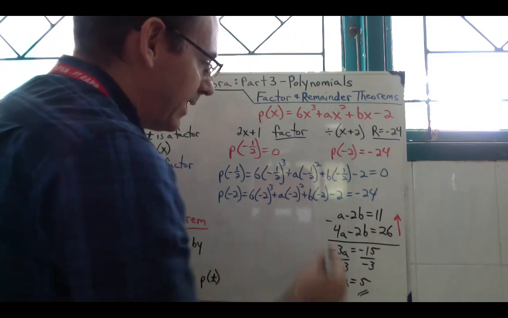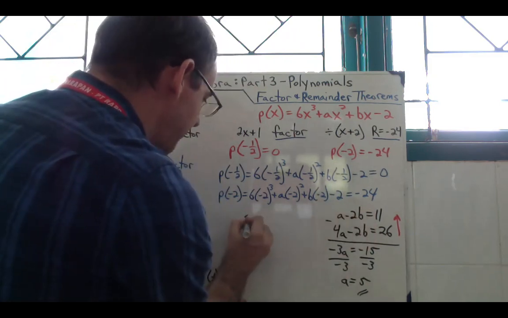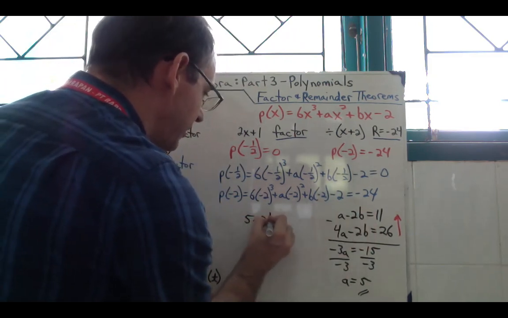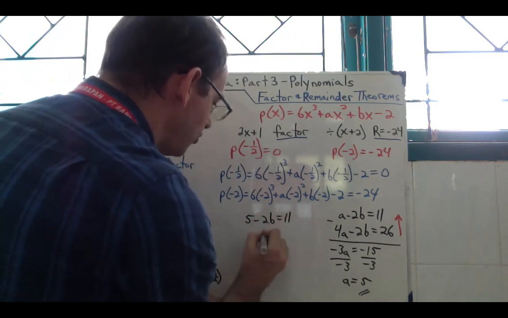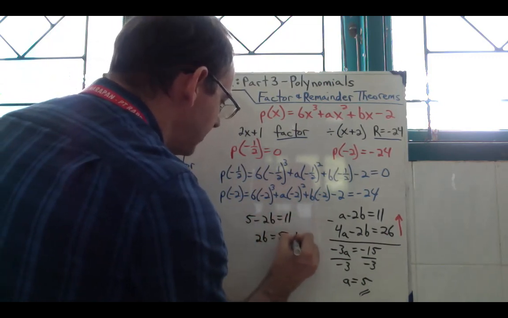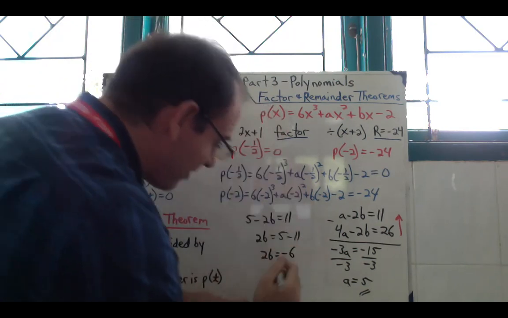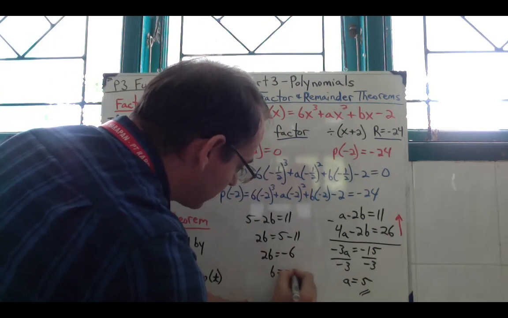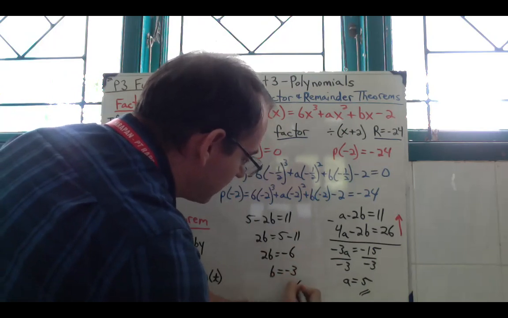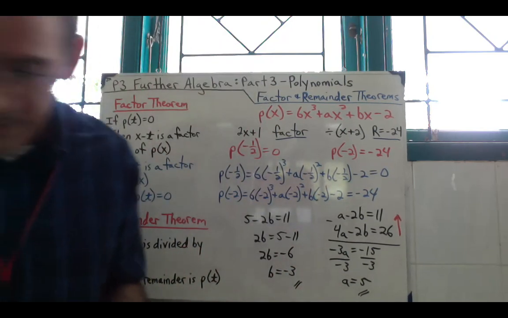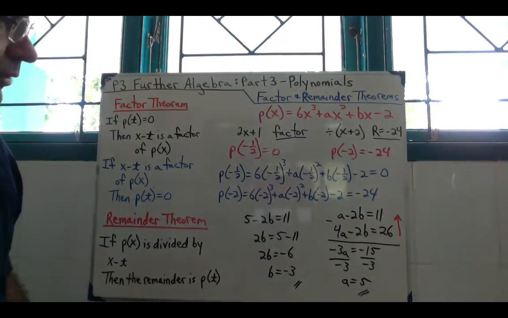Then we plug that back into either one of these. 5 minus 2b equals 11. So 2b equals 5 minus 11. 2b equals negative 6, and b therefore equals negative 3. So we have negative 3 and 5 are our two answers.